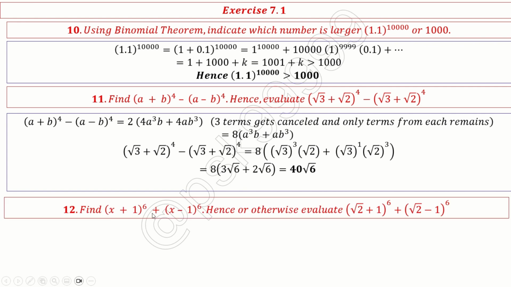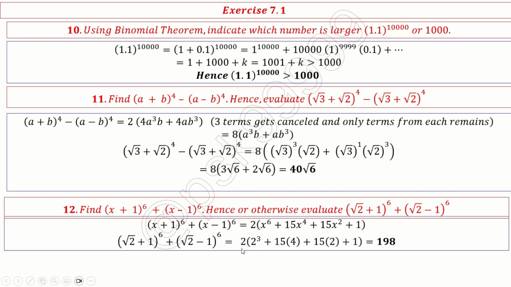Next is (x plus 1) whole to the power of 6 plus (x minus 1) whole to the power of 6. Evaluate this value. First, expand it. This is power 6 with a plus sign. In (x minus 1) to the power of 6, the even terms will be negative, so those get cancelled, and the odd terms 1, 3, 5, 7 you will have. So 2 times the 1st, 3rd, 5th, 7th terms are here.